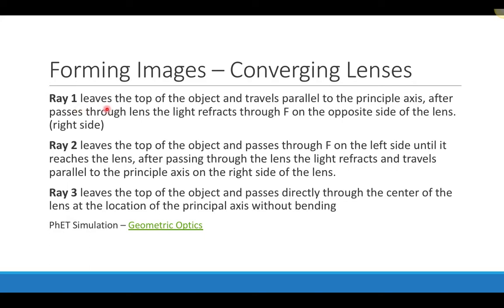So the first ray of light leaves the top of the object, travels parallel to the principal axis. After passing through the lens, it bends, refracts, and passes through the focal point on the opposite side of the lens. Ray 2 leaves the top of the object, passes through the focal point on the left side of the lens, the same side of the lens that the object is located. When it reaches the lens, it refracts and bends so that it travels parallel to the principal axis. And then there's a ray of light that starts at the top of the object and passes directly through the center of the lens and the principal axis without bending at all.